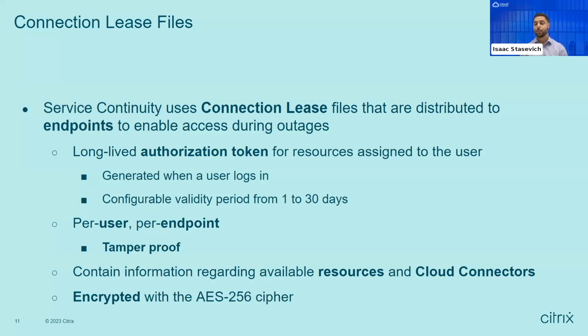They are tamper-proof. If I take this connection lease file and put it on a different device, it will completely invalidate that connection lease file. It's all AES 256 encrypted, so really tamper-proof. You can't give yourself access to something that you don't have access to. The connection lease files contain the resources that are available to that user and information about the resource location and the cloud connectors inside that resource location.